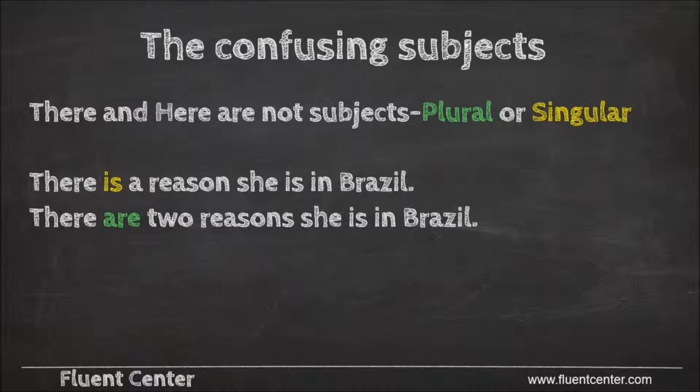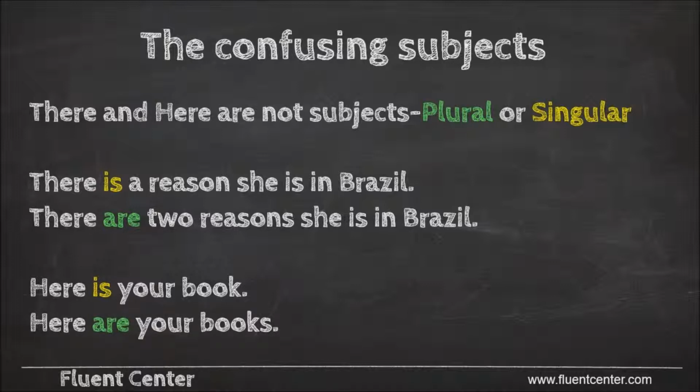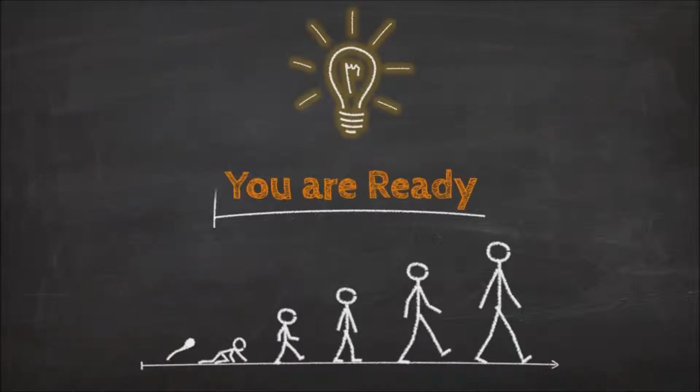Now there are 2 reasons, and therefore I have used are and not is, the singular, but I have used the plural. In the next group of sentences, here is your book. There is only one book, and so I have used the singular. But in the second sentence, here are your books. Books is plural, and therefore I have used the plural version, are.